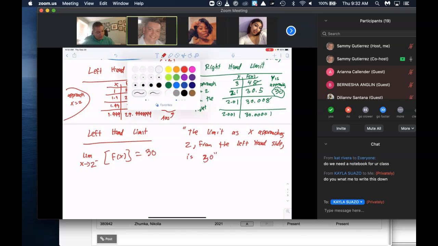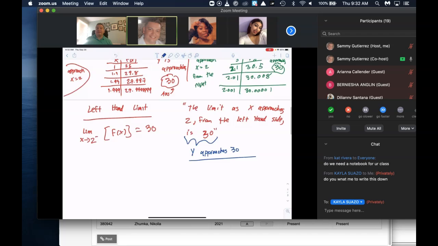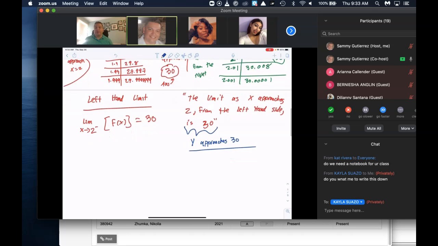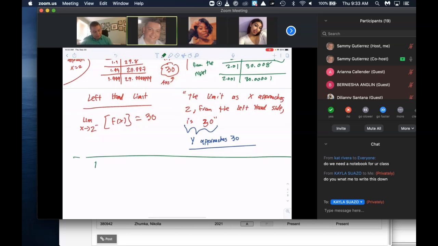Now I do want to say, when I say this is 30, this means that the y approaches 30 is what it also means. Okay, so when I say is 30, it's the same thing as saying that the output y is now approaching 30. Following the previous example as well, for the right-hand limit, we would say the limit, lim, as x arrow, which means what? What does an arrow mean?